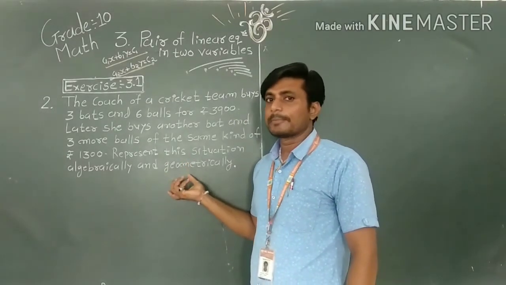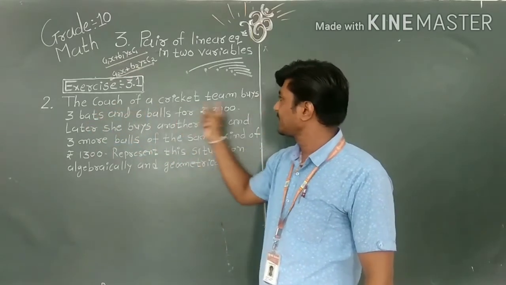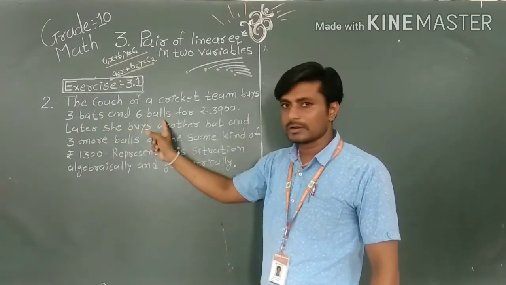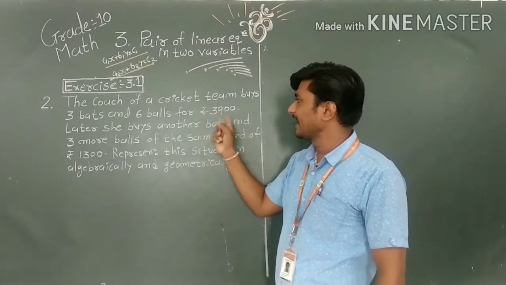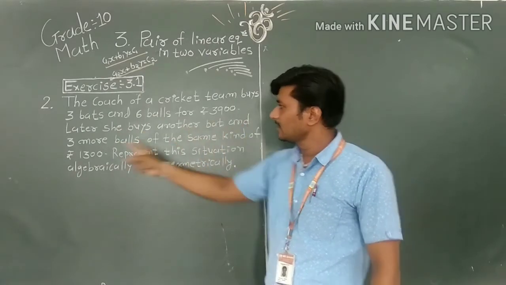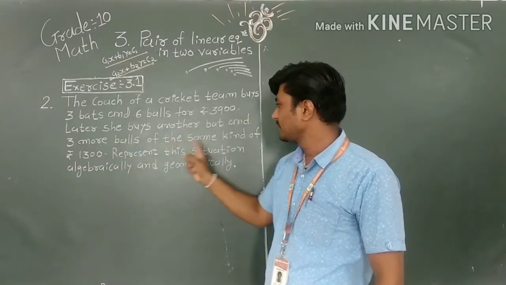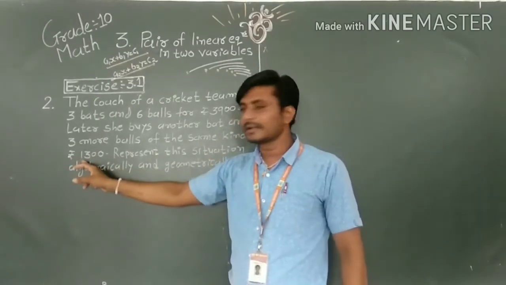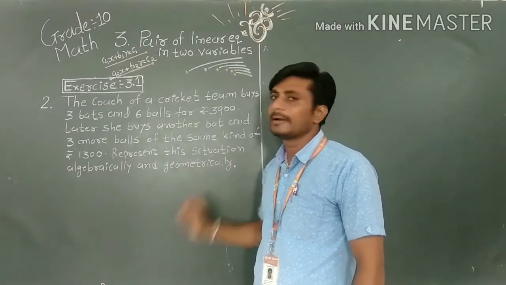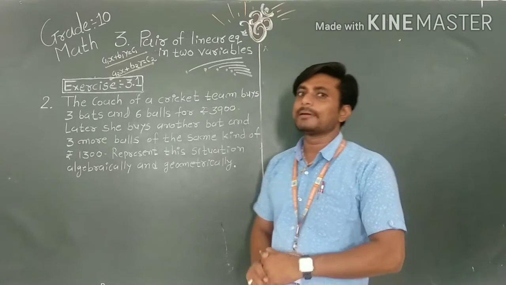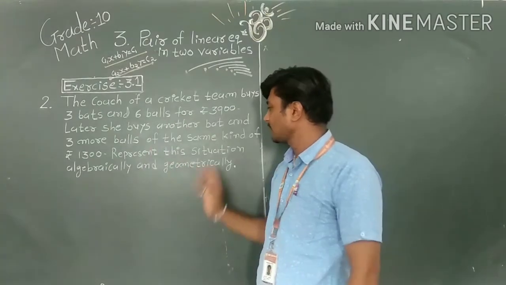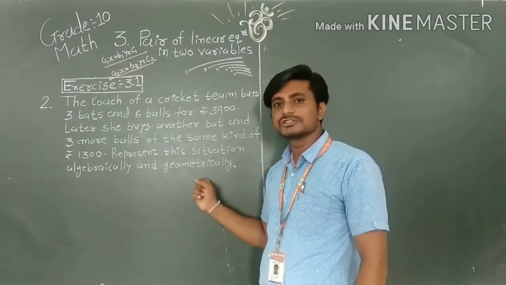Here is a word problem. The coach of a cricket team buys 3 bats and 6 balls for rupees 3,900. Later, she buys another bat and 3 more balls of the same kind for rupees 1,300. Represent this situation algebraically and geometrically. Same as example 1, but here the problem is different. The remaining task is the same: representing the situation both algebraically and geometrically.